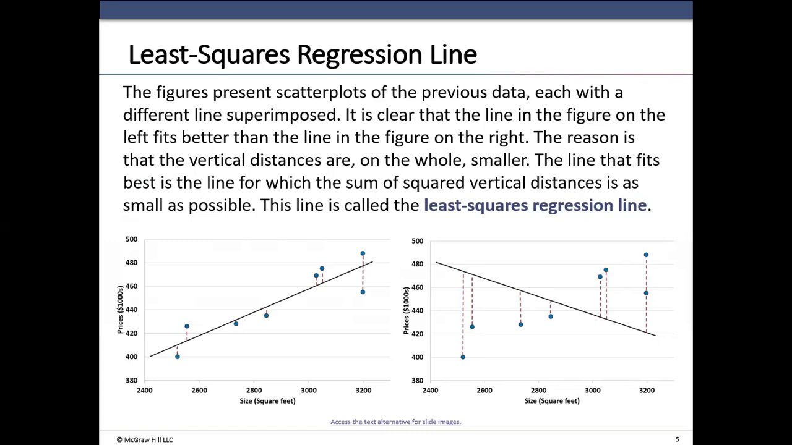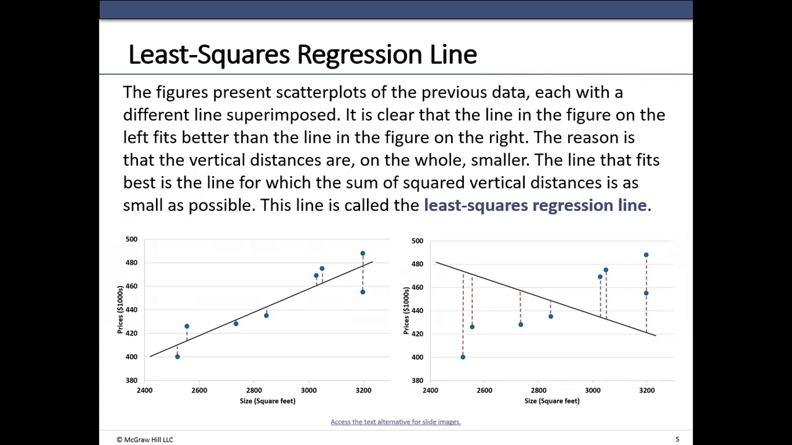It is clear that the line in the figure on the left fits better than the line in the figure on the right. And what is the reason for that? The reason is the vertical distances. Remember, the vertical distance is given by dropping a vertical line from the point to the fitted line.